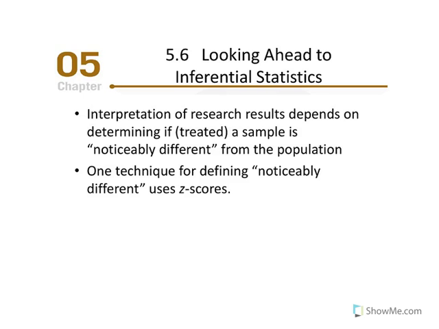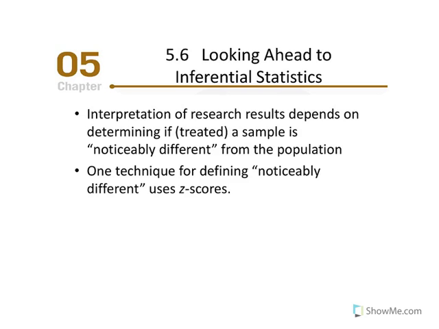So looking ahead to inferential statistics, the interpretation of research results depends on determining if a sample is noticeably different from the population. So again, the treated sample. We'll have instances where we may be comparing a sample to a population if we're lucky enough to have population parameters available to us, or we may be comparing samples to samples. One sample is representative of the untreated population and one sample is exposed to the treatment, which stems from the manipulation of the independent variable.